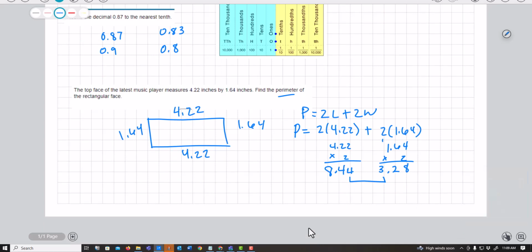Now I'm simply going to add these two values. So I'm going to add 8.44 plus 3.28. That would be what? 12.72. Bring my decimal down. And 8, 9, 10, 11. And that would be my answer. Now, each one of these were in inches. And since we're just adding them, then we keep our same unit of inches.